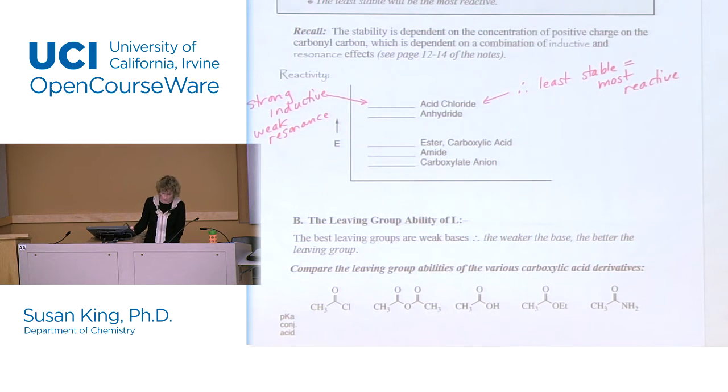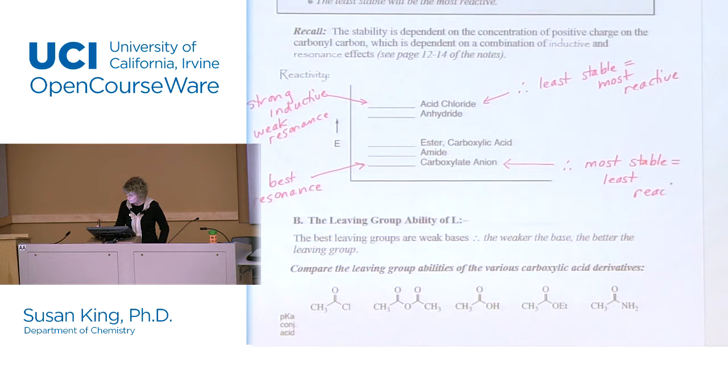And then we saw the carboxylate anion is the most resonance stabilized of all of these guys. So this is the best resonance. And resonance stabilizes, and so it makes sense that this is going to be the most stable, least reactive. Notice I don't have aldehydes and ketones here because in this particular chapter we're talking about just type 2s. So I left them out entirely. Aldehydes and ketones don't do acyl substitution, so that's why I left them out.